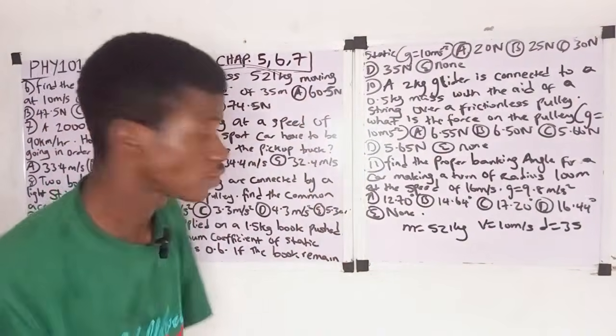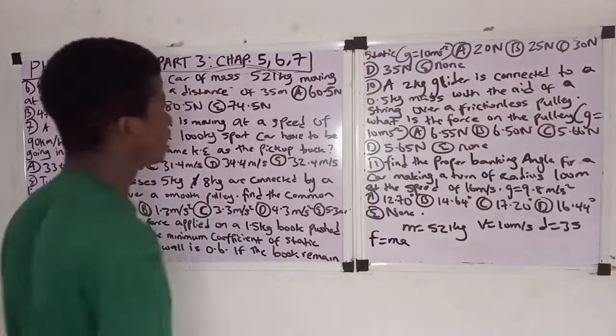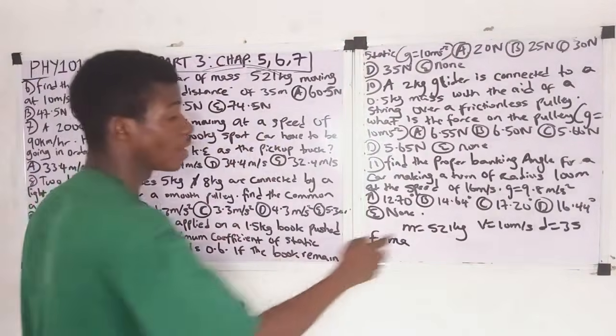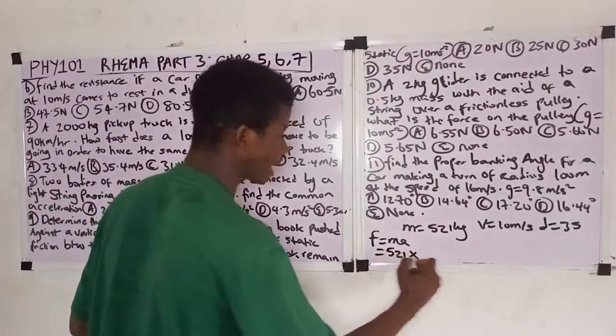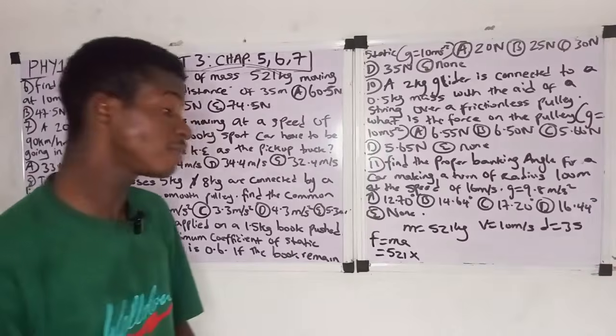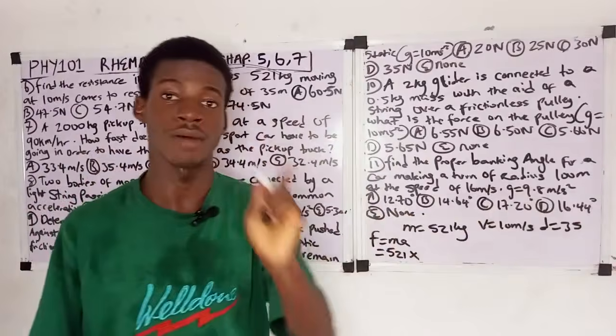What is the formula for force? F equals ma, right? Yes. So it's very easy. Our mass is 521 kg, right? Times the acceleration. Do they give us the acceleration here? No. So we're going to use velocity and distance to look for our acceleration.